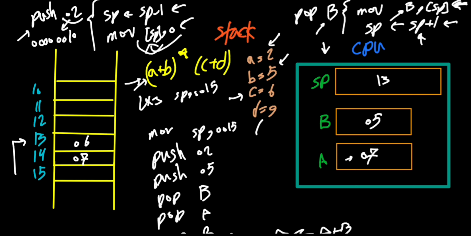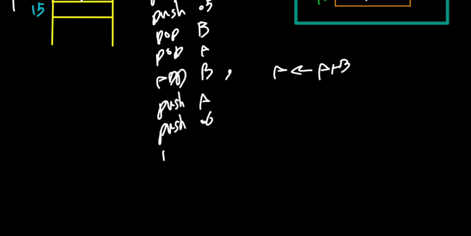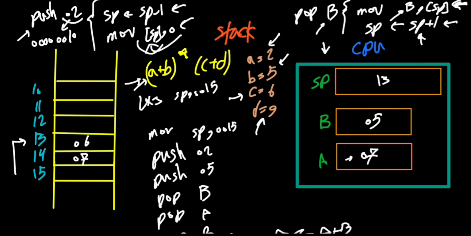Then we move the next value, which is 9. So I say push the 09, the same operations. Look at SP, decrement it. 13 should be decremented to 12. This is now our top of the stack. Now move the argument to whatever SP is pointing to. The argument is 09, right? So 09 would be written inside the memory location 12.